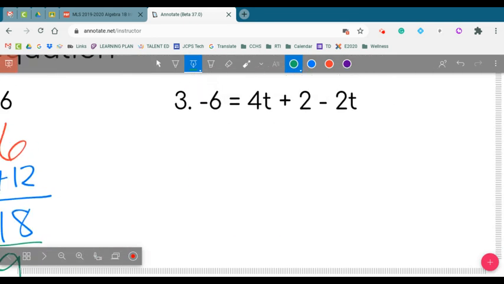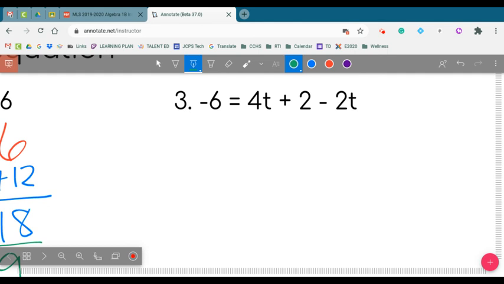Okay, number 3. Number 3 is exactly like what we did on number 2. It's just stuff is flipped on the sides, and that is perfectly okay. It doesn't matter whether you solve with the variable on the left or the variable on the right. Normally, we solve with the variable on the left, but it is okay to do either.